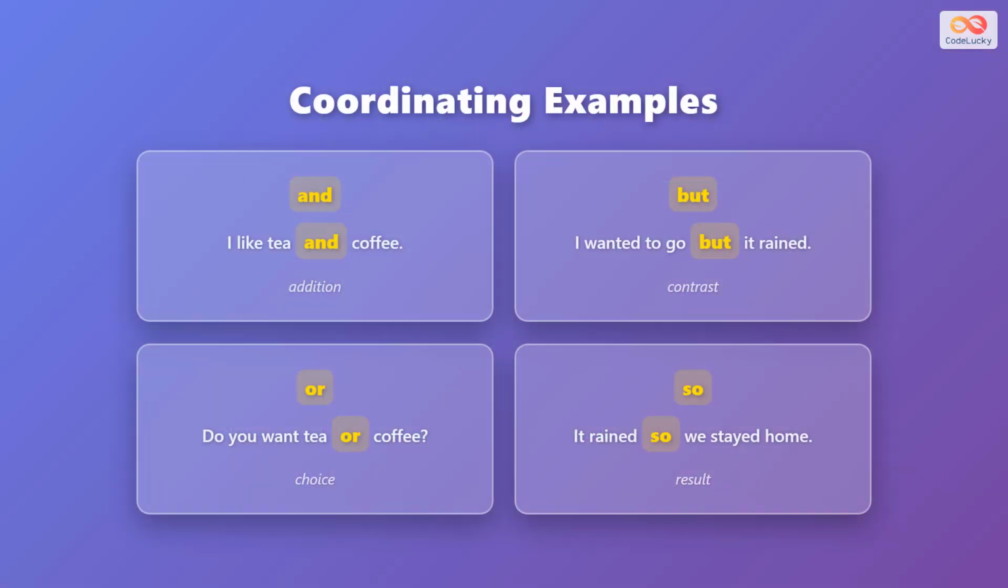And adds ideas together, "I like tea and coffee." But shows contrast, "I wanted to go but it rained." Or gives choices, "Do you want tea or coffee?" So shows results, "It rained so we stayed home."